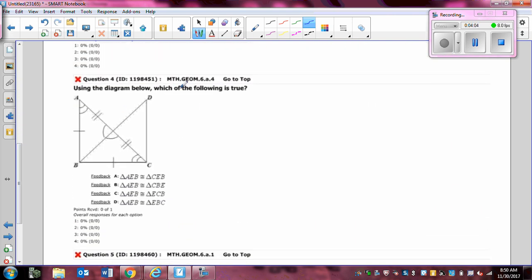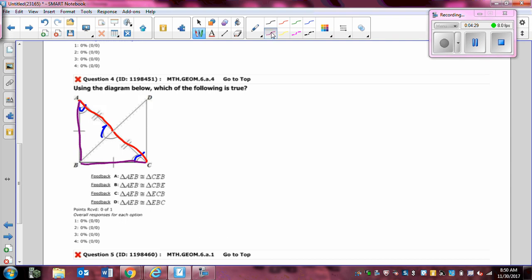It says, using the diagram below, which of the following is true? Which triangle is congruent to what triangle? It looks like this angle is congruent to this angle. And we have this side is congruent to this side. And we have one more thing. This side is congruent to this side. Oh, and we have another angle.